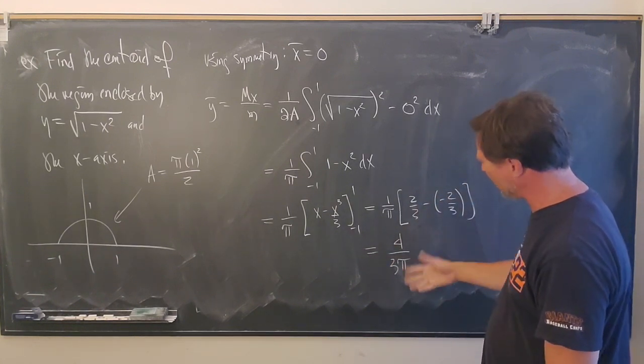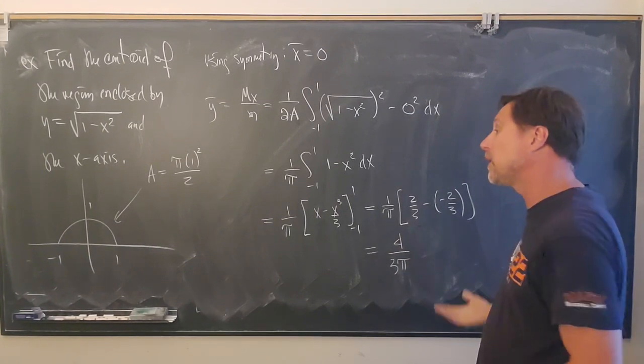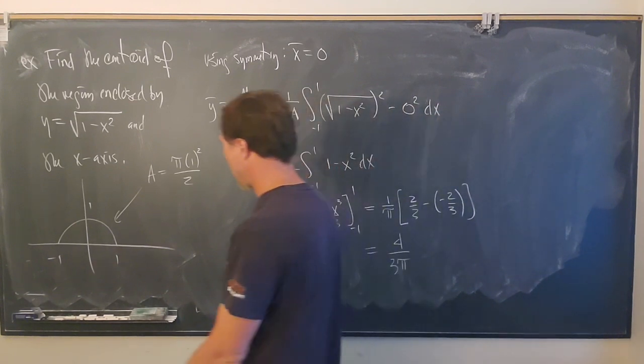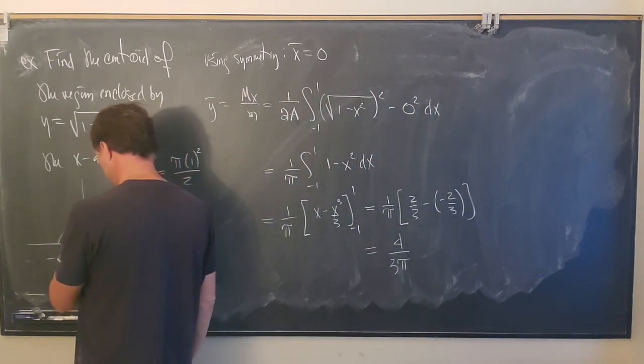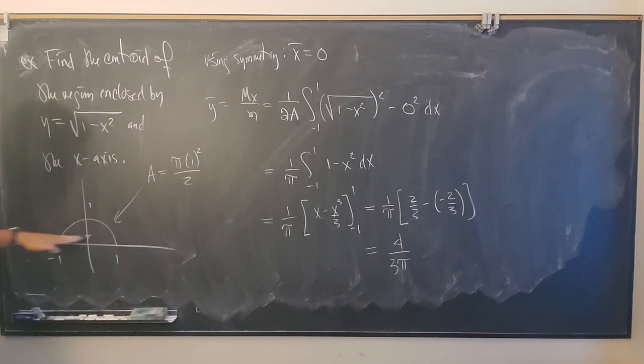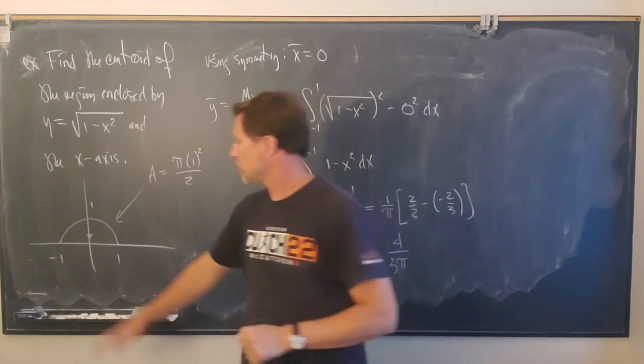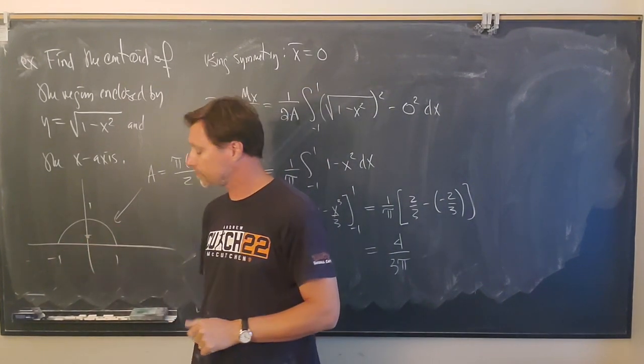And what is that? Well, 4 divided by 3 pi is somewhere around 4/9. It's a little bit less than 1/2. Hopefully that makes sense, that y bar is somewhere a little bit below the midway point right there. Sorry, I just stepped out of the shot there, but right, so a little bit below.